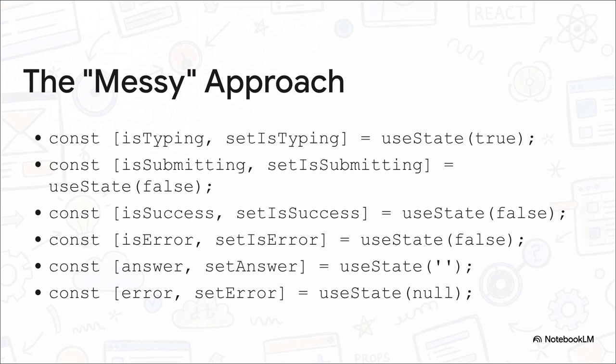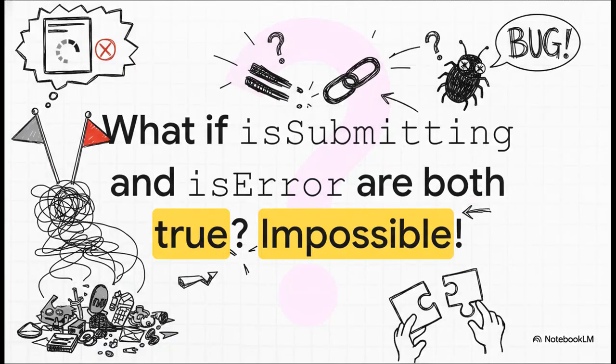It seems logical at first glance, right? But believe me, there is a hidden danger lurking inside this approach. And boom, here's the problem. When you have all these separate flags, your component can get into states that make zero sense in the real world. Think about it. Can a form be actively submitting and showing an error message at the exact same time? Of course not. That's what we call an impossible state, and it is a massive, massive source of bugs in our applications.